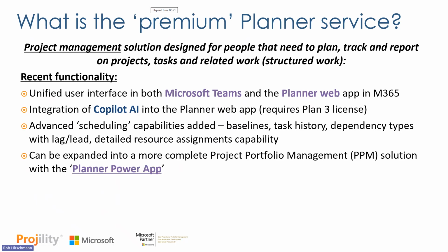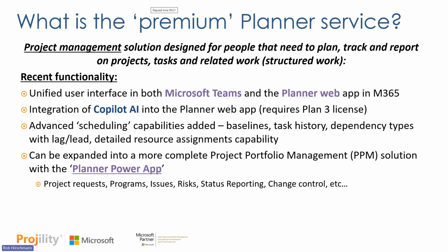You can also expand the functionality out for a more complete solution, a more enterprise project or portfolio management solution with something called the Power App, which sits behind this, which is where you can actually add to this. You can start adding functionality to add project requests or group your projects into programs or track things like issues and risks on your projects and maybe capture status snapshots or change control or decisions. Anything you think you might want to do more of at a group or collaborative level beyond just the schedule or the plan that's in Planner, you can do that with the Power App.